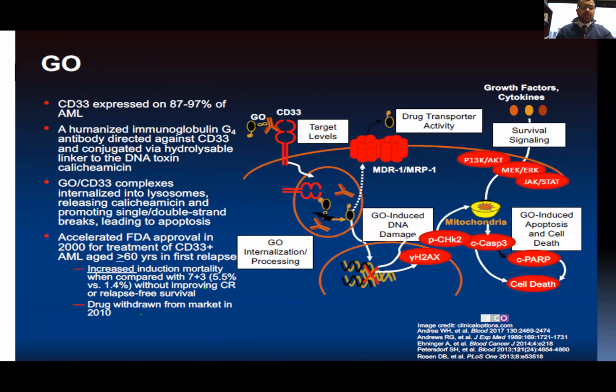Gemtuzumab ozogamicin, or Mylotarg, or the anti-CD33. This is the drug right here. It binds to the CD33 on the surface. It carries this poison. It's called calicheamicin, and the drug gets carried inside. Then once they're internalized, they start inducing DNA damage, breaking it down, releasing all these cytokines that lead to cell-induced apoptosis and death. And also suppress more of those survival signaling markers. And guess what? The drug does the job and then goes on to do its job somewhere else.